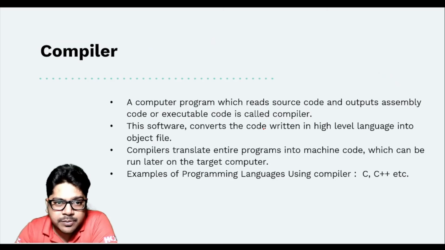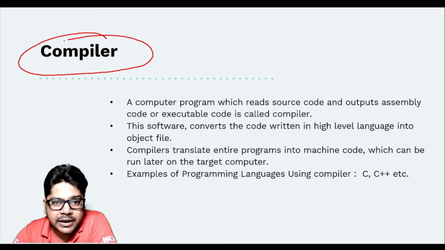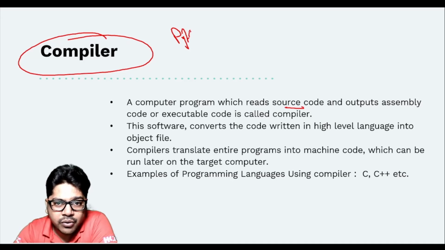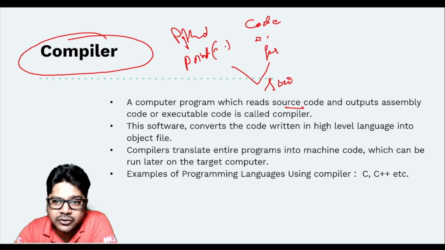Okay, now the next process is the compiler. So what is a compiler? A computer program which reads source code. Now your next question is, what is source code? Let's suppose when you write code in Python, or when you write code in C, you use English language. Suppose you write print, or you write hash include and then printf. This is nothing but source code. Both of these are source code.